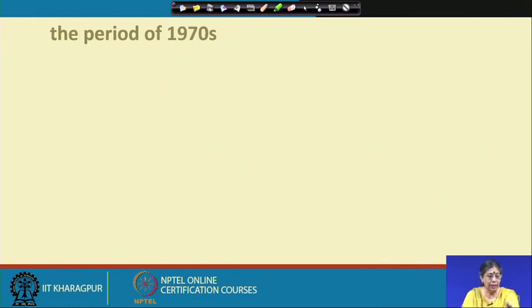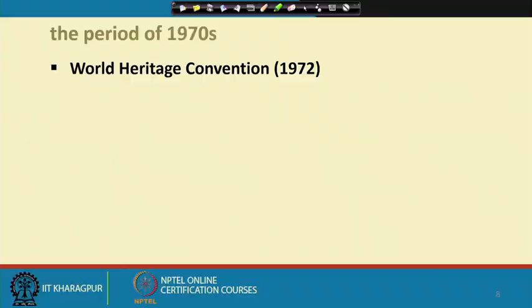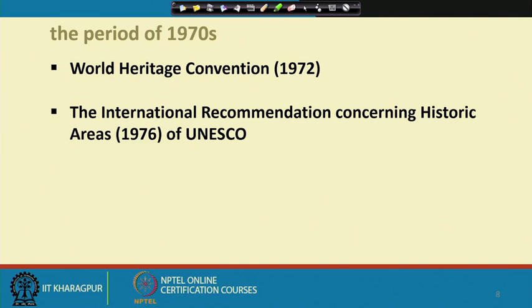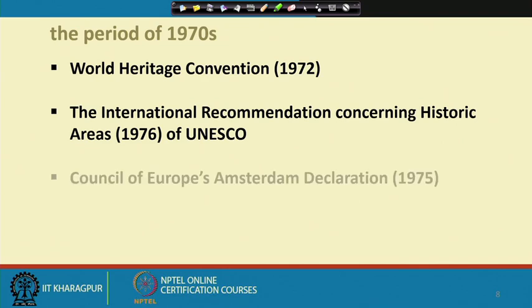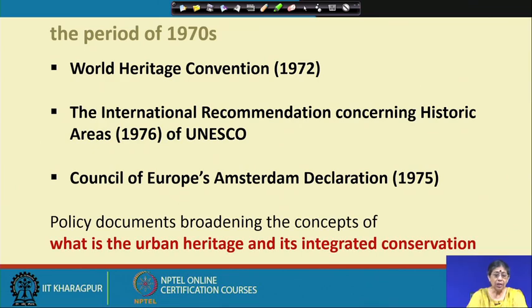These are really the challenges. During the 1970s, there was a realization that we have to change from monument-centric conservation to the context of the larger area, the setting and the context. So, several charters started developing, especially in the 1970s. First, the World Heritage Convention in 1972, the UNESCO International Recommendation Concerning Historic Areas in 1976, and the Council of Europe's Amsterdam Declaration in 1975. These are all policy documents which broaden the concept of urban heritage and integrated conservation.